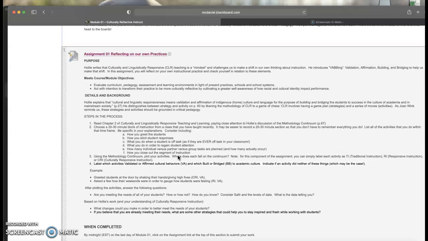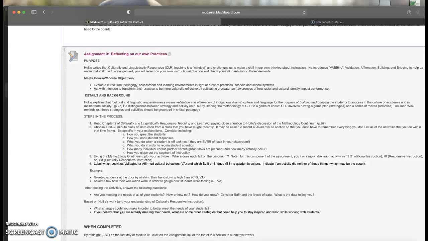And think about where those things would fall, both on your methodology continuum, and then also where they would fall as far as VABB. Are you validating and affirming behavior? Are you building bridges? Plot those things on the continuum and then label them based on whether they are validated or affirmed, whether they built bridges. Some things might not be doing either of those two things, and that's okay.